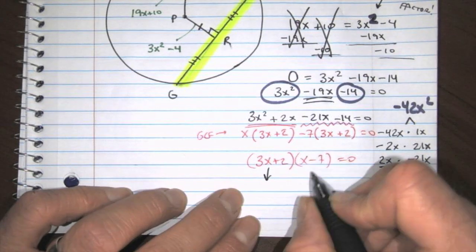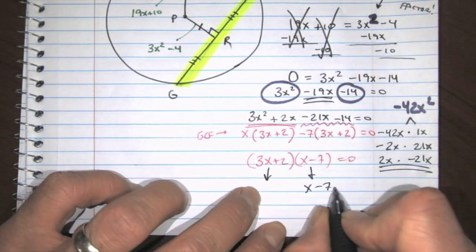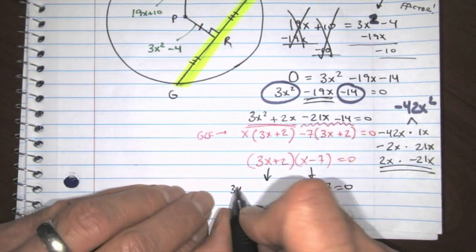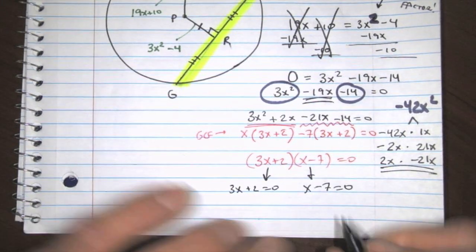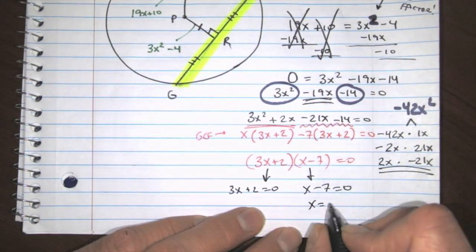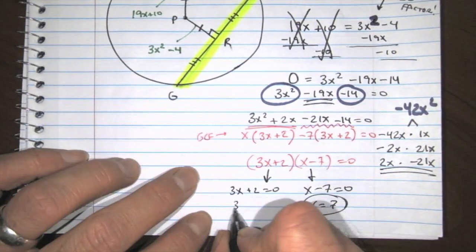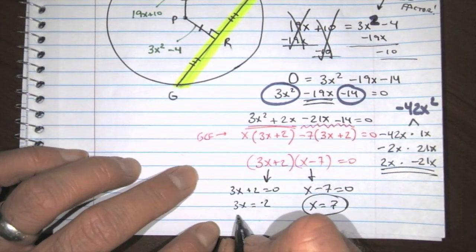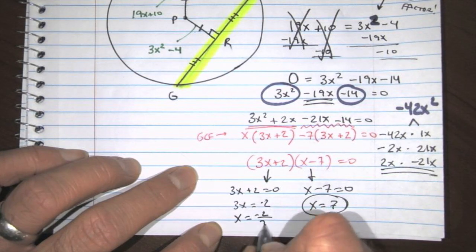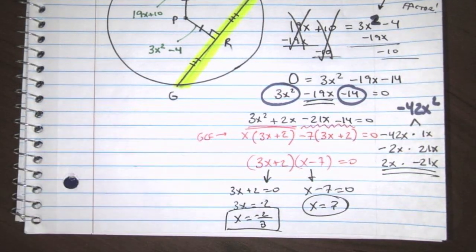And now we do the zero product property. X minus 7 equals 0. How about 3x plus 2 equals 0? Add 7 on both sides. X equals 7. That's one answer. Subtract 2 on both sides, and divide by 3. X equals negative 2/3 is your answer.